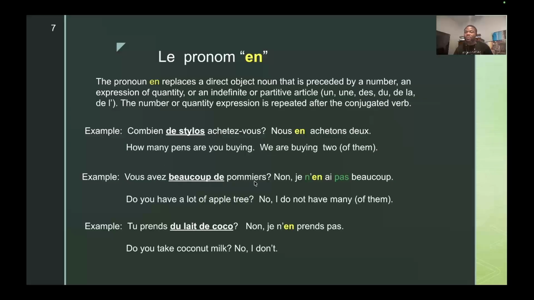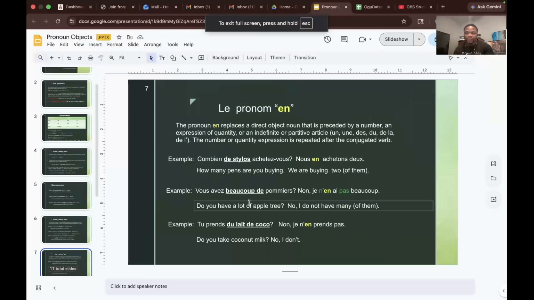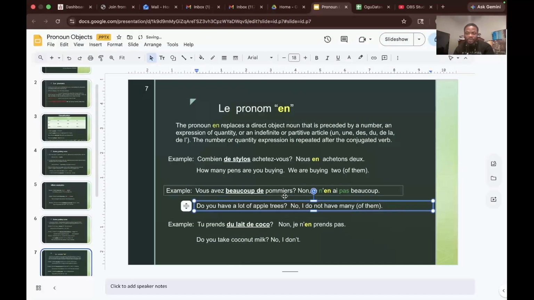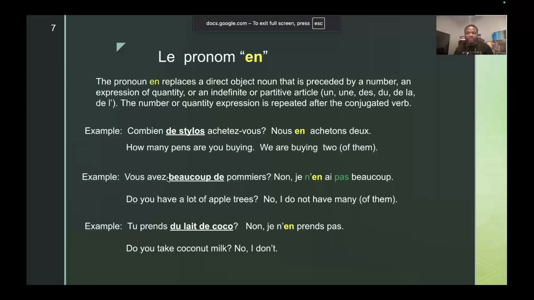Vous avez beaucoup de pommiers? Do you have a lot of apple trees? Do you have a lot of them? Vous avez beaucoup de pommiers? Non. Je n'en ai pas beaucoup. So you can see, en here is replacing what? Pommier. D'accord? The pommier. I do not have many of them. All right?